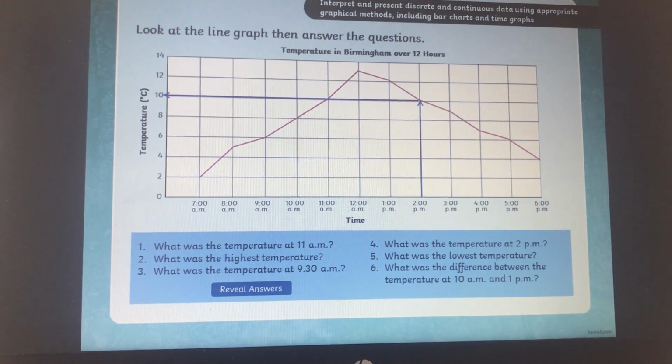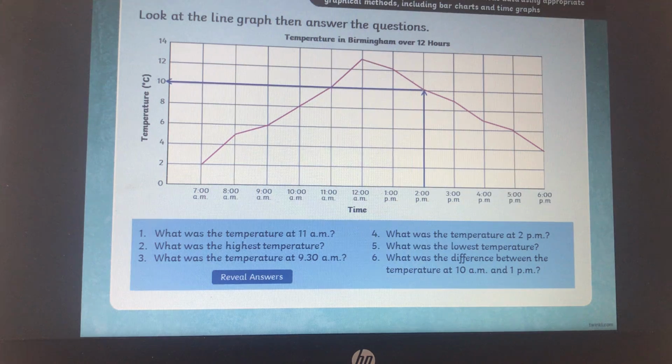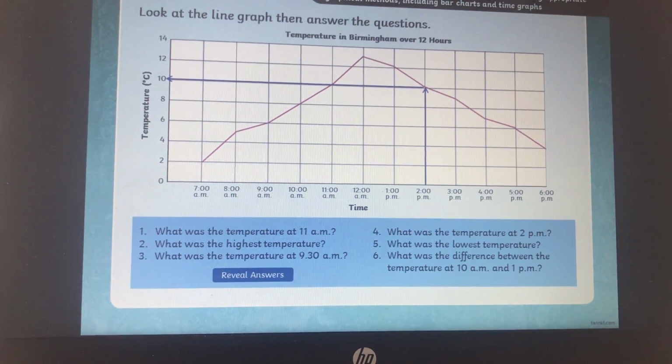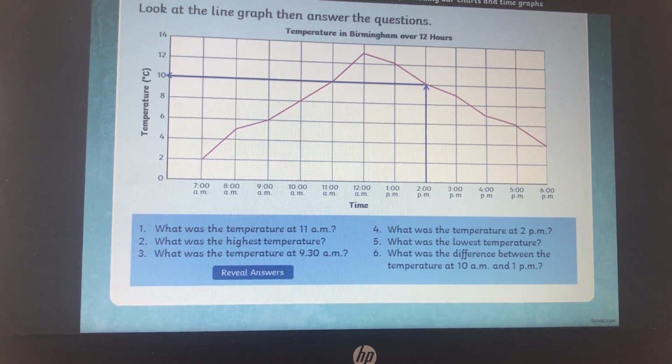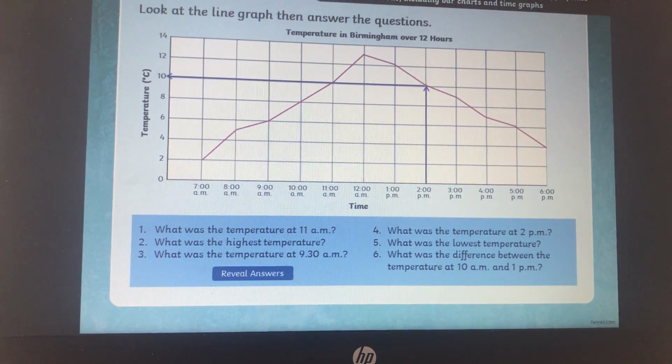What was the temperature recorded at 2 o'clock? We use the same strategy as we've used before. Find the time, look towards the line graph, and then follow your arrow to the side. The temperature at 2 o'clock is 10.